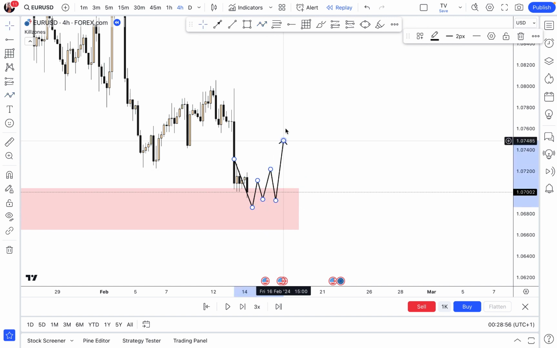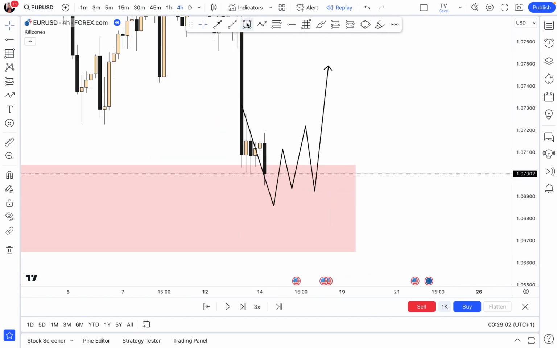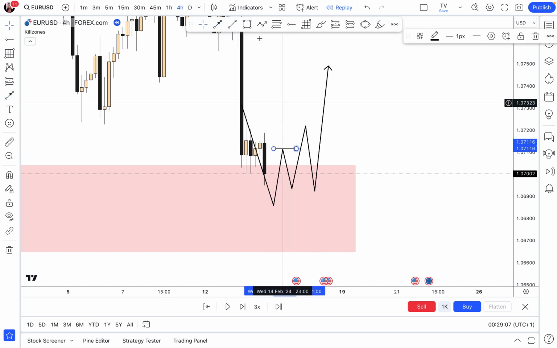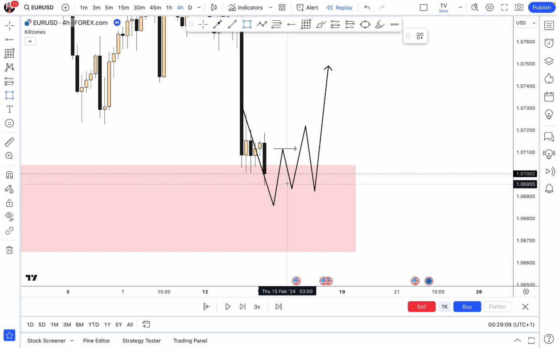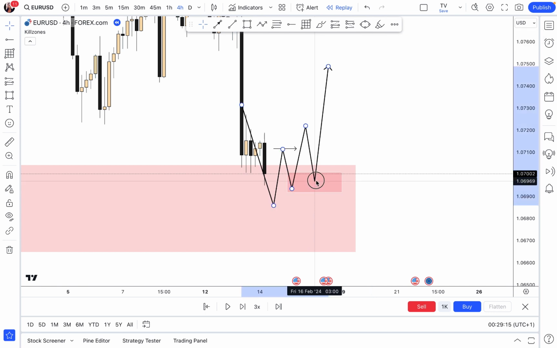We'll find internal structures like this on the lower time frame, and inside those internal structures there will be mini breaks of structure, and it's from those mini breaks of structure that you identify your imbalances and mini supply zones. Then you can now take a confirmation entry buy.